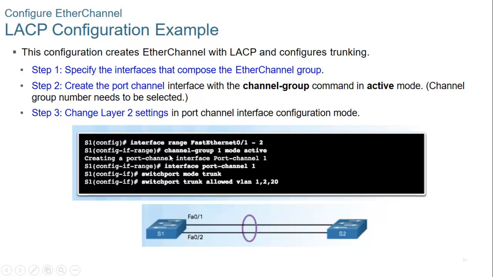Now we need to change the layer 2 settings. So interface port-channel 1. For everything in port-channel 1, the mode is trunk and the allowed VLANs are 1, 2, and 20. So once you do this, it has been configured for both FastEthernet 0/1 and FastEthernet 0/2.